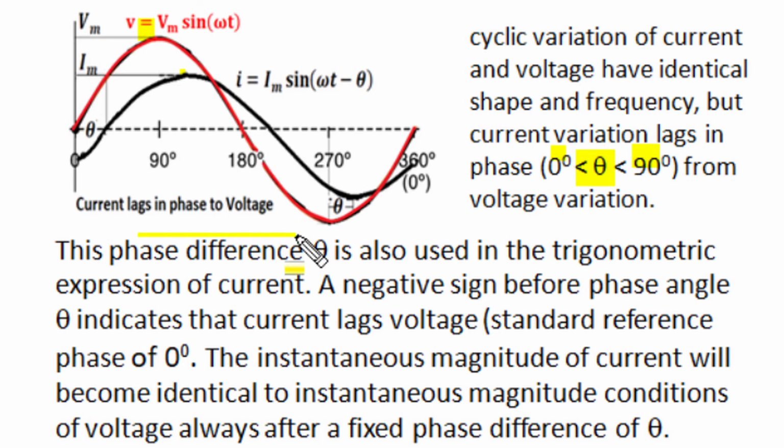Now this phase difference theta is used in the trigonometric expressions of voltage and current, and the negative sign before the phase angle of current, when voltage is a standard sinusoidal signal, represents that current lags voltage by theta degrees. So the instantaneous magnitude of current will become identical to that of voltage after a fixed phase difference of theta. Voltage will attain zero value crossing from positive to negative, and after theta angle the current will have the same phase condition.